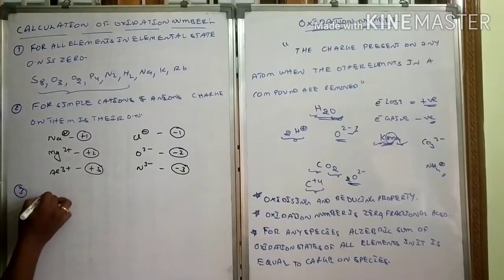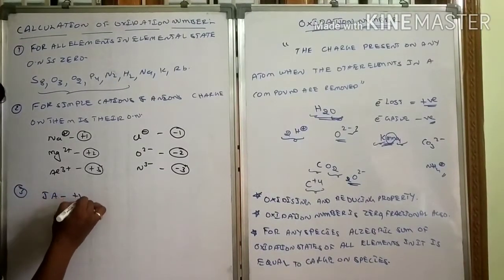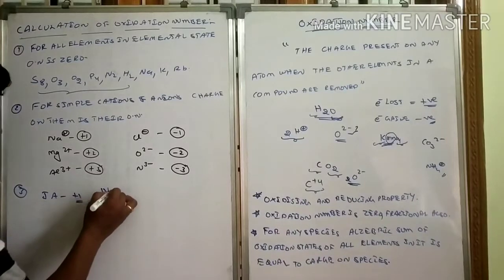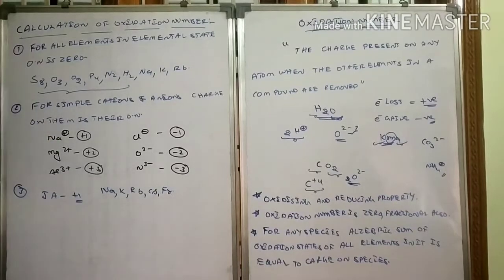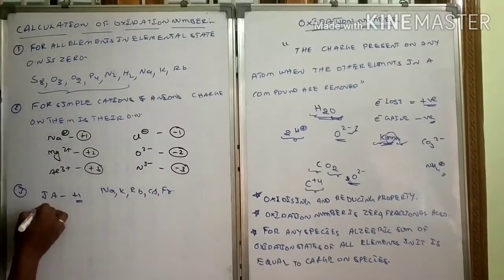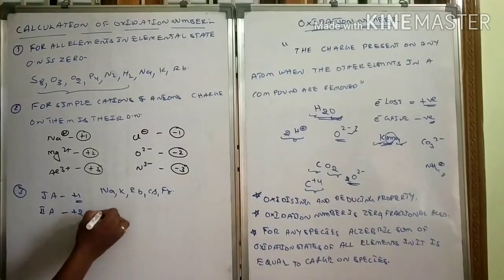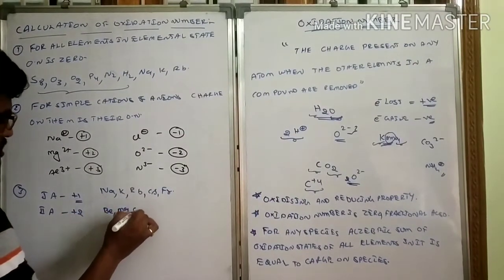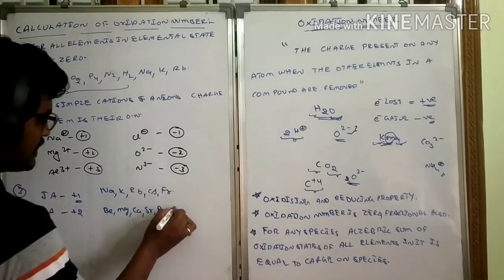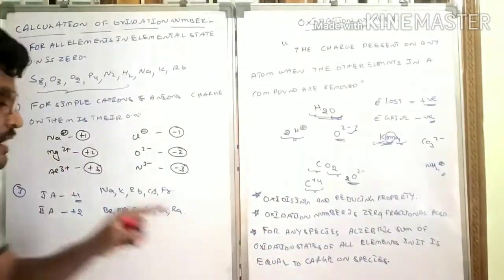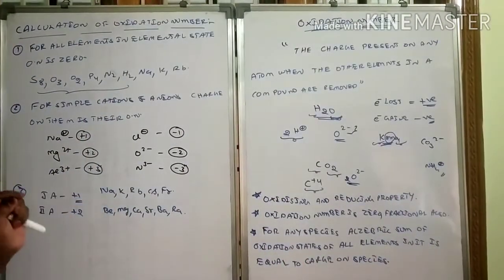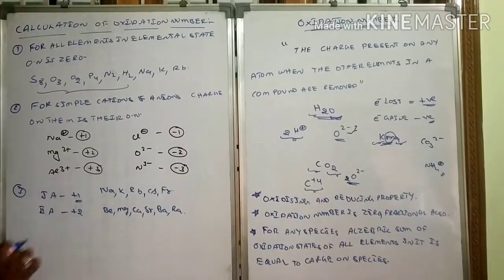Next, for some elements you have to remember: first A group elements have oxidation state +1. What are the first A group elements? Sodium, potassium, rubidium, cesium and then francium. I told you the mnemonic to remember them also. For second A group elements, it is always +2: beryllium, magnesium, calcium, strontium, barium and then radium. In any circumstance, in any compound, if a first A group element is there, its oxidation state is +1, and if a second A group element is there, its oxidation state is +2.